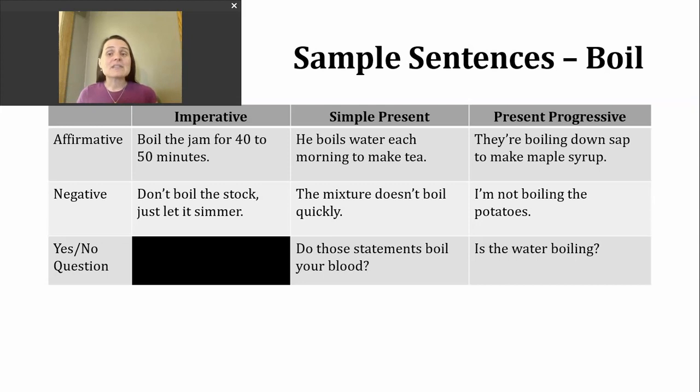If we want to make a negative sentence in the present progressive, I'm going to insert not after my be verb. Here's an example of that. I'm not boiling the potatoes. And finally, if I want to make a yes or no question in the present progressive, I'm going to start with be, then our subject, then the ing form of the verb. Is the water boiling? So I'm asking sort of right now, in this moment, is that happening?